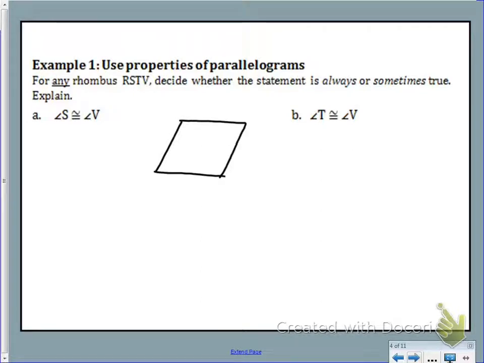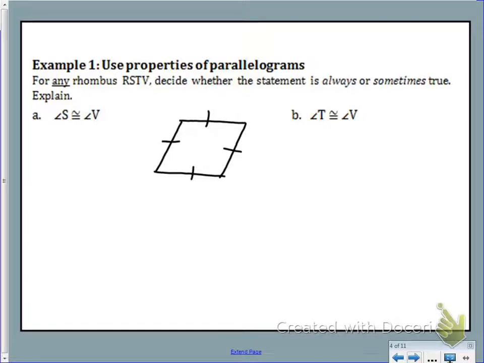We need to know that a rhombus is a parallelogram, so opposite sides parallel, opposite sides congruent, opposite angles congruent, and so forth. All of those traits we know and have memorized about a parallelogram are going to apply to this rhombus. But in addition to that, we just learned that it also has 4 equal sides. So that's the new trait that we need to know about any rhombus.